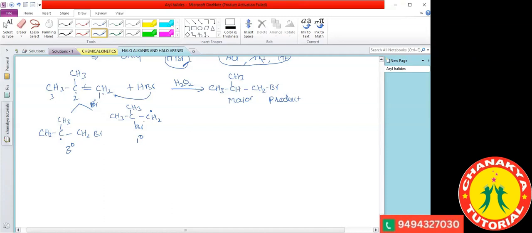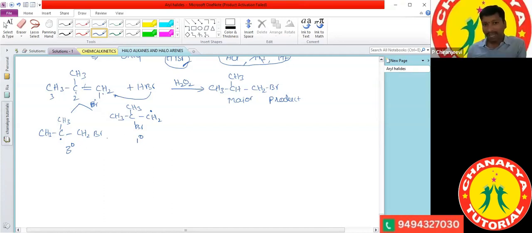Yes, sir. So which one is the more stable one? Tertiary is more stable, na? That's why in the next step, the hydrogen is going to be attached to this carbon atom, and it forms a tertiary carbon here. That's why we get this one as the major product. I can give one more example to you.